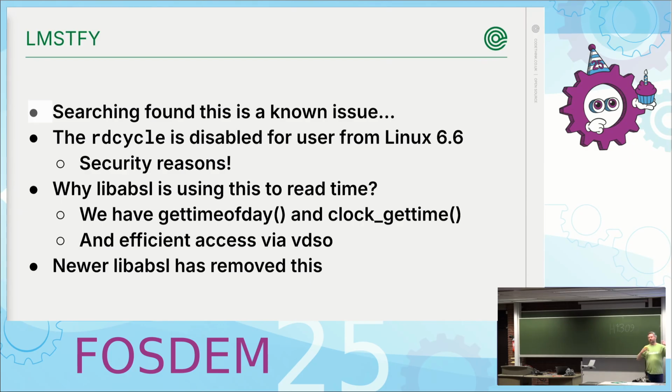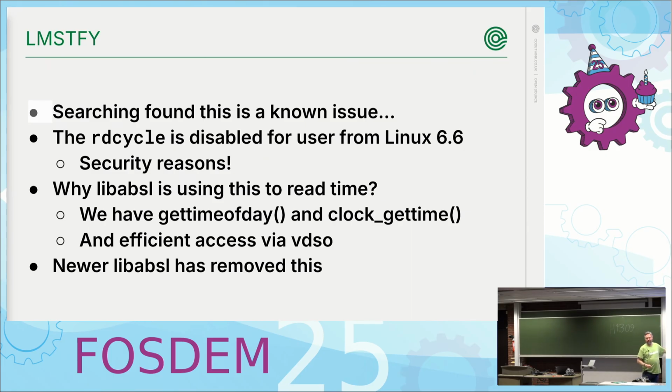So the problem here is that read cycle, like on a few other architectures where information like this is a security problem, well, since Linux 6.6, this has been disabled. Now, security reasons, and I won't go into all the security problem leaks that happen from this sort of thing, but it's been disabled. We can't use it now. Why libabsl is using it to read the time is another matter.